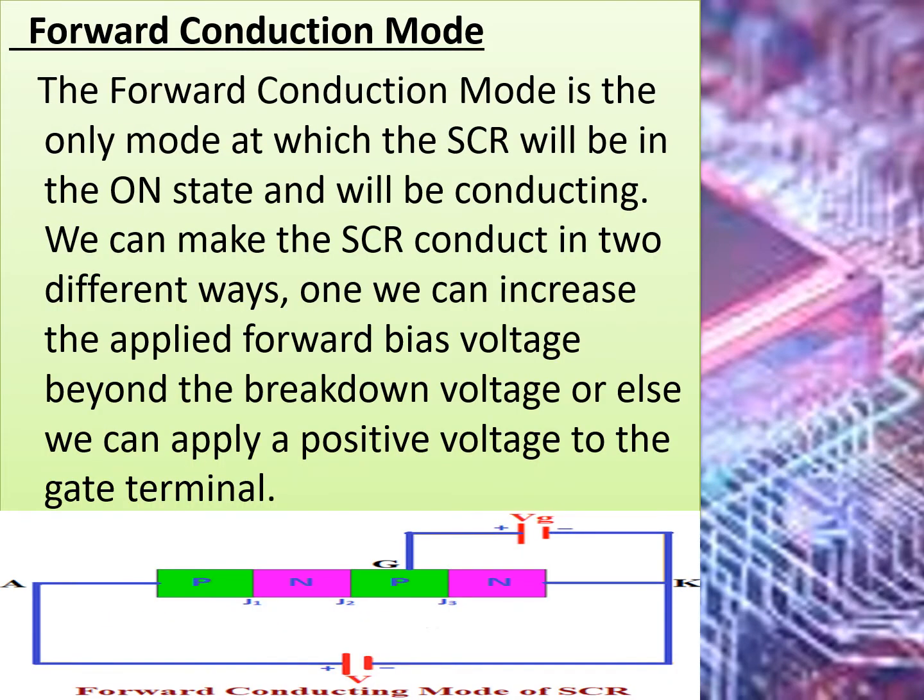Now I'm going to explain about forward conduction mode. The forward conduction mode is the only mode at which the SCR will be in the on state and will be conducting. We can make the SCR conduct in two different ways. One, we can increase the applied forward bias voltage beyond the breakdown voltage, or else we can apply a positive voltage to the gate terminal. Below shown the diagram.